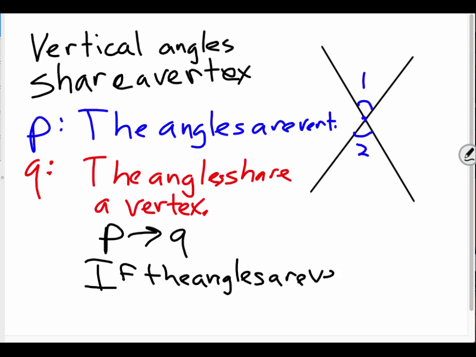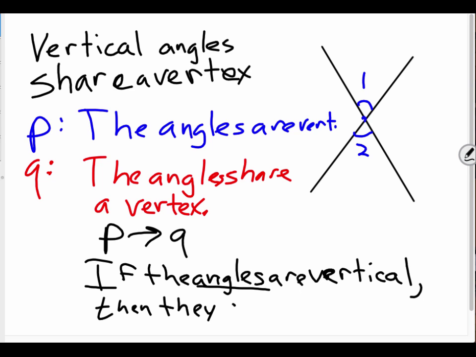Very good. If the angles are vertical, that's not venticle, it's vertical. If the angles are vertical, then, now the pronoun they refers to angles, then they share a vertex. Okay? Does that make sense to you guys? Cool. So now the next thing that we're going to talk about, so this was example number 2.